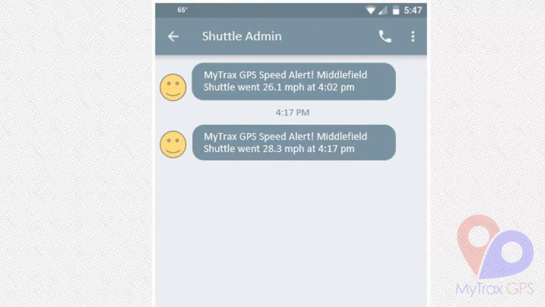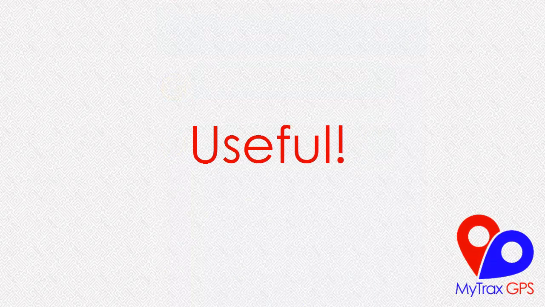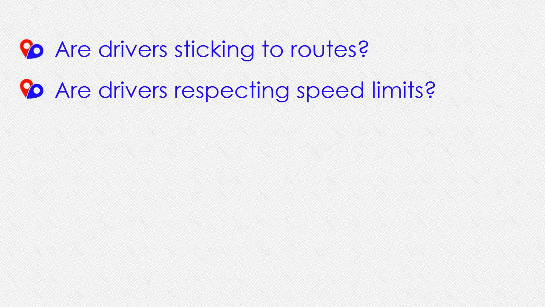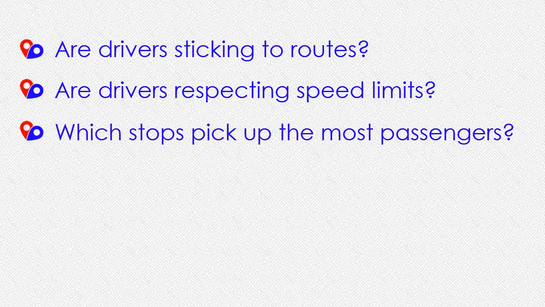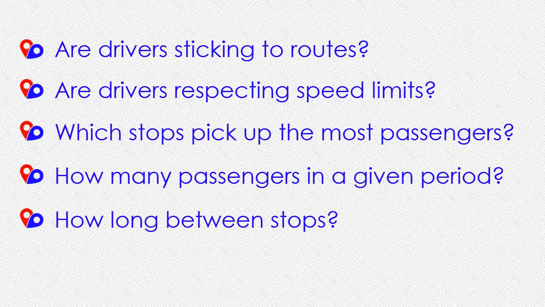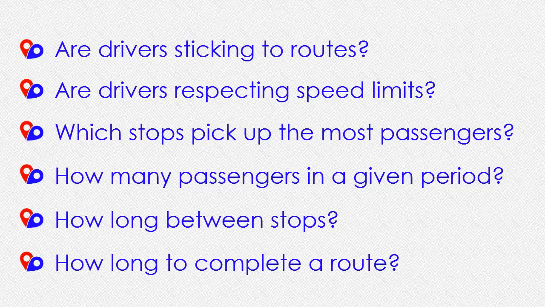Using the reporting and notification options with MyTrax GPS is totally optional, but you may find it useful to be able to review tracker data and look at things like whether your drivers are sticking to their routes, whether your drivers are staying under the speed limit you've designated, which stops tend to pick up the most passengers, how many passengers are picked up in a given period, how long it takes between stops, and how long it takes to complete a full run of a route. And it's all at your fingertips with MyTrax GPS.